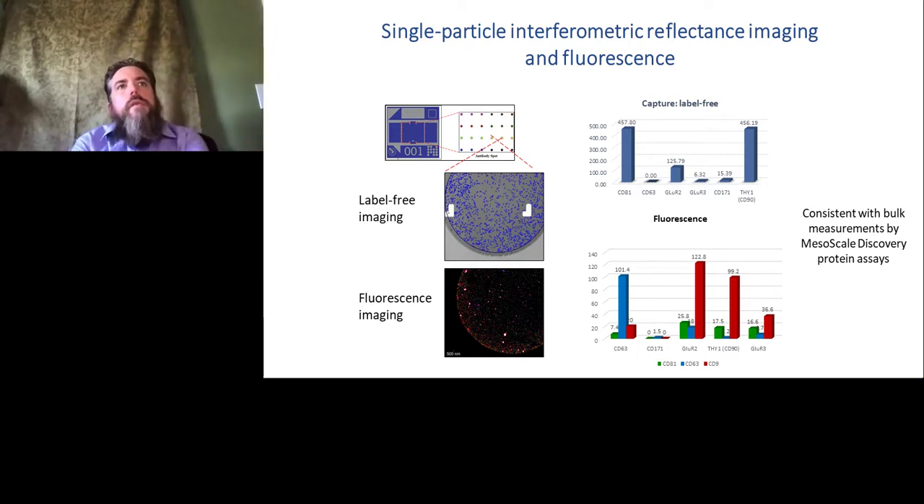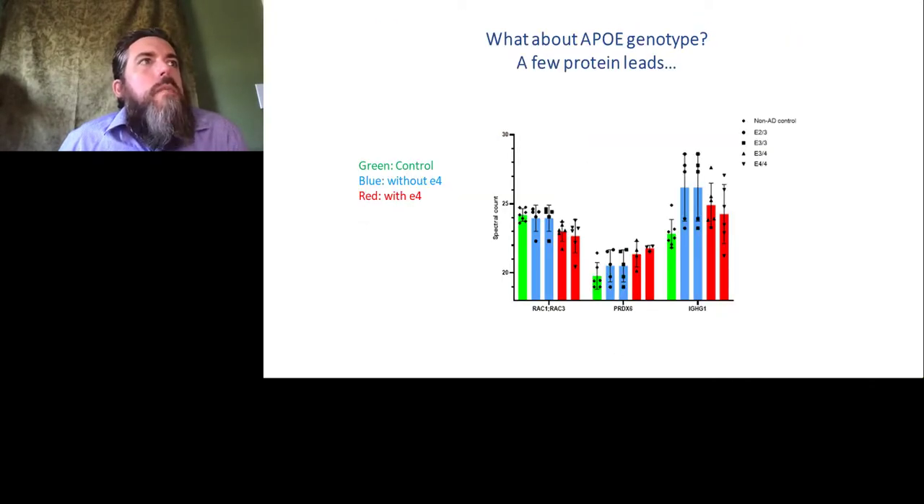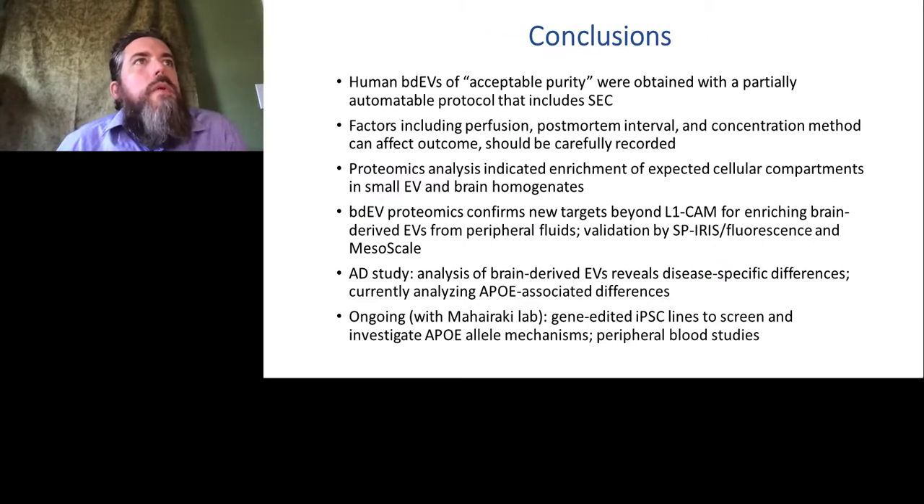And this is also consistent with some bulk measurements that we've done using some of these same samples, using, for example, the Meso Scale multiplexed protein assay. So we do have some other markers that have been found to be associated with the ApoE genotypes. I'm not going to talk about them right now, but we're pursuing what we've just found here, and I'm just going to go through a few conclusions before we get to the questions.